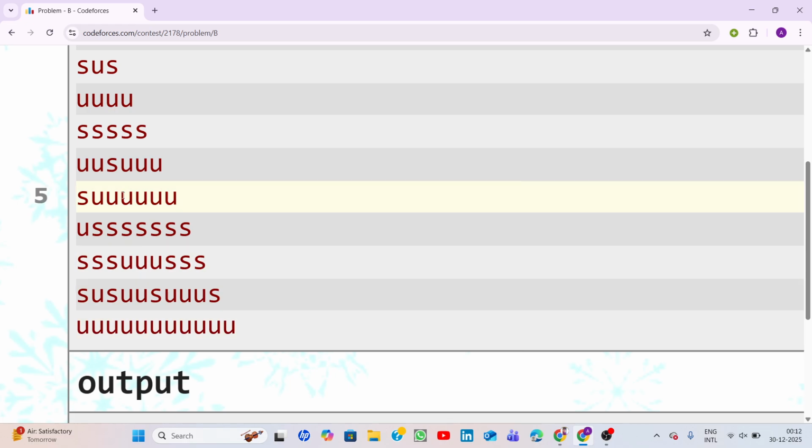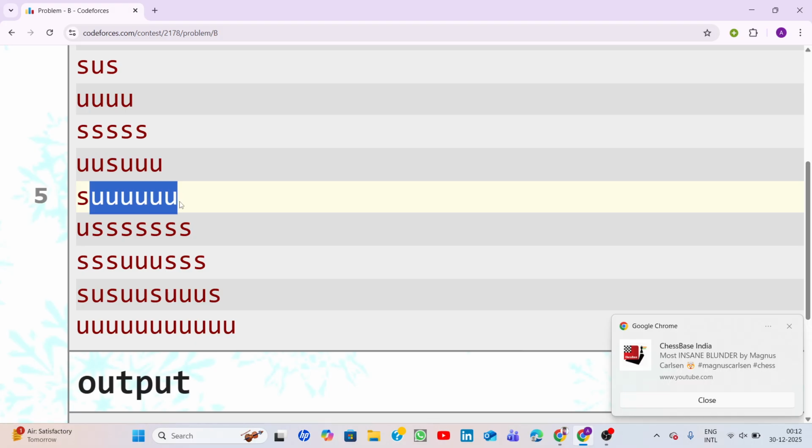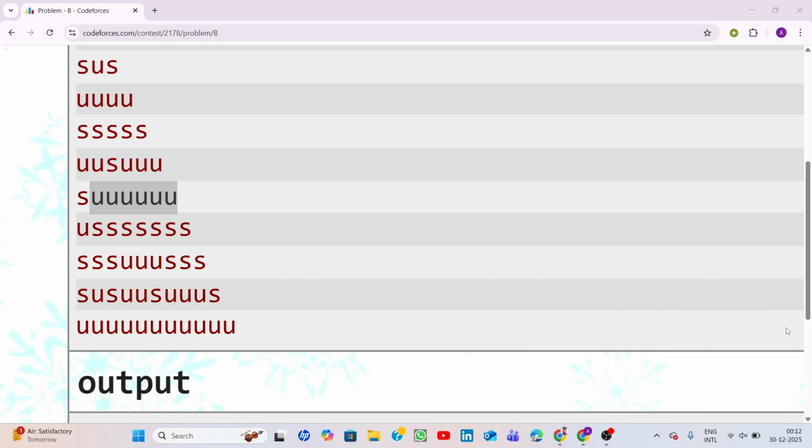So suppose the u count is even. Suppose these 4 u are getting considered. Suppose the question is asked for these 4 u only. Then how will we convert to s? We will convert this to s. Suppose these 6 u's are being asked in this question and this is the string only. Yes, this is a string of length 6. We will convert this u, and these 4 will remain.